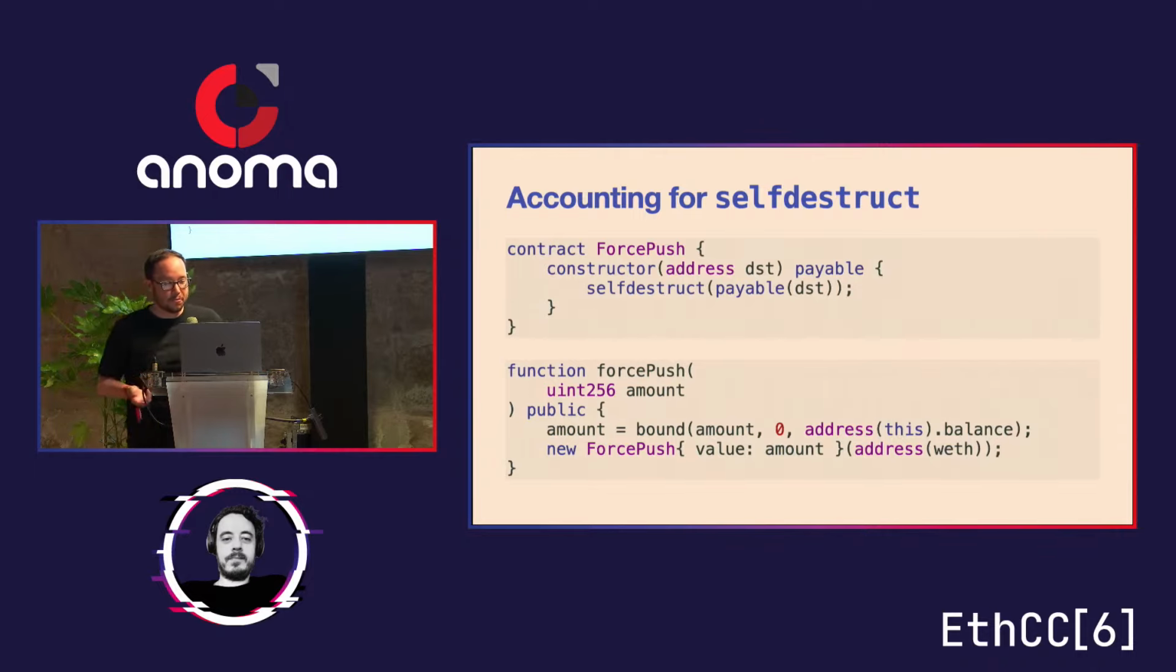So the Foundry fuzzer tests a lot of things out of the box, but it's not going to force push ether to particular addresses unless we configure it to do so. So we're going to need to simulate this scenario in our handler ourselves, and we can do it with this simple little contract here. This force push contract just has a constructor, takes a destination address, and immediately self-destructs itself and sends whatever ether was provided when it was created. We'll also expose this force push function on the handler, which will invoke that contract and force push some fuzzed amount to the wrapped ether contract.